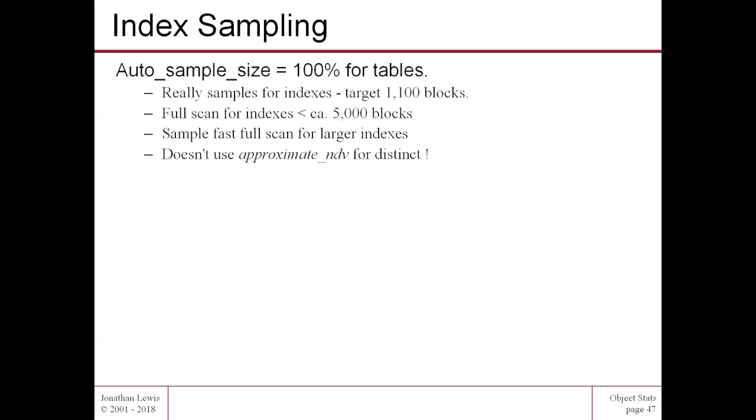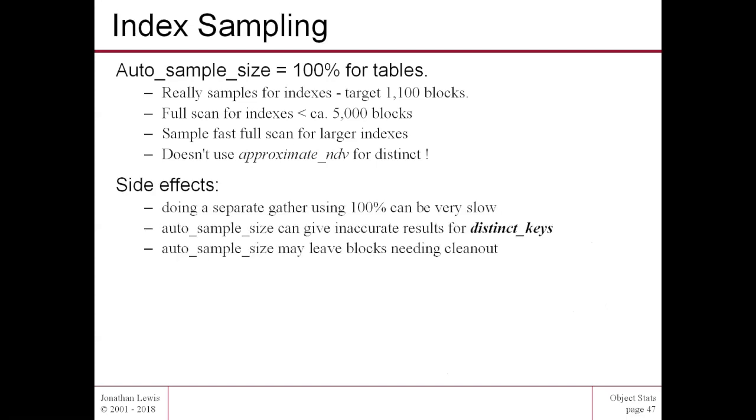Sampling, Oracle says with auto sample size, that means 100% for tables. For indexes, it typically means I will really sample it and it's 1100 blocks. That does vary for when you've got very small indexes. Oracle does a full scan on a very small index up to 5,000 blocks. It does a fast full scan sample on approximately 1,100 leaf blocks if you're doing auto sample size, right? And it doesn't behave terribly nicely when it's doing it anyway.